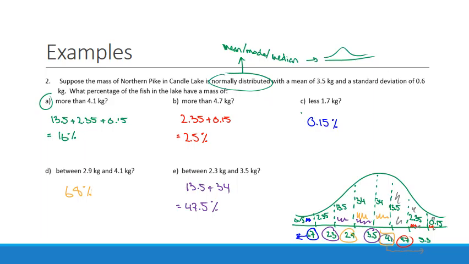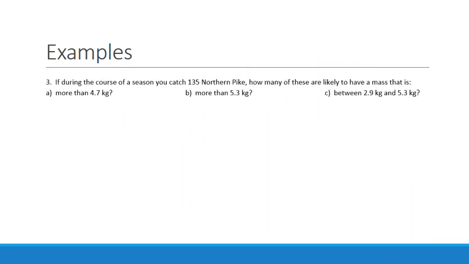Now, if I knew how many fish were in the lake, I can then multiply that population by these percentages, and you get an estimate for how many actual fish would be between 2.3 kilograms and 3.5. So let's do that in this question.